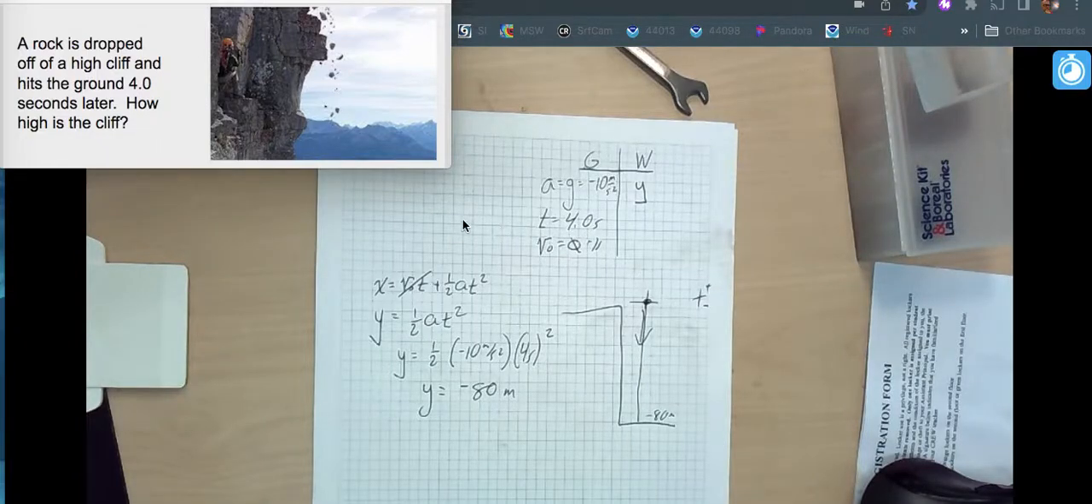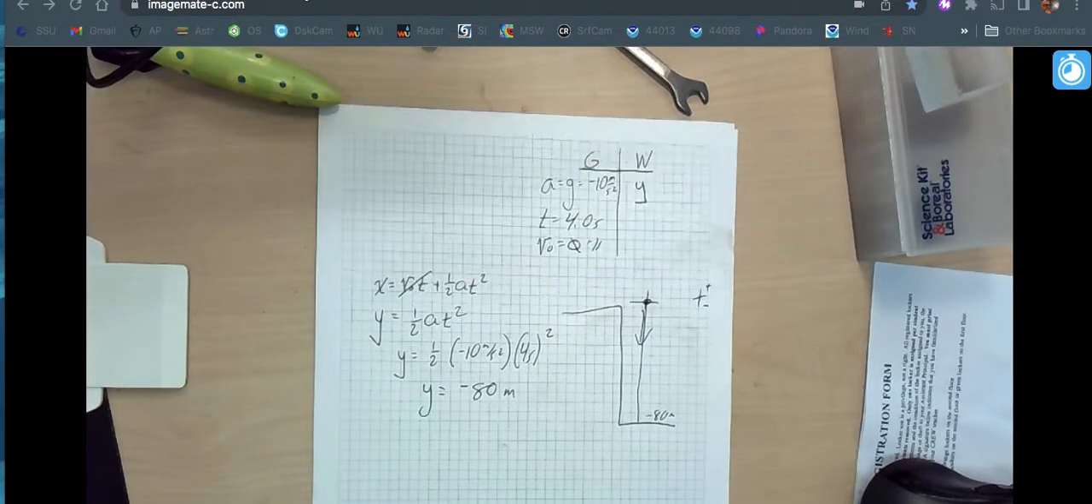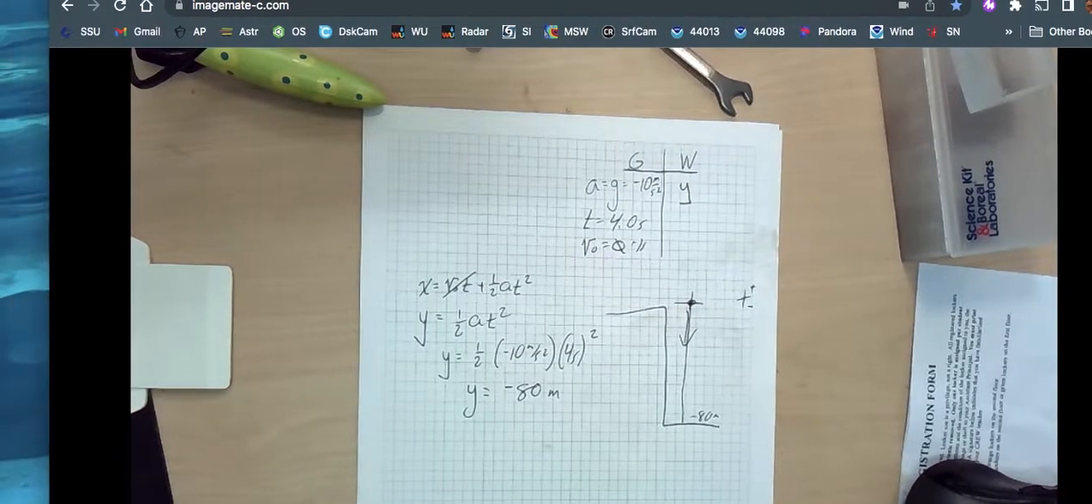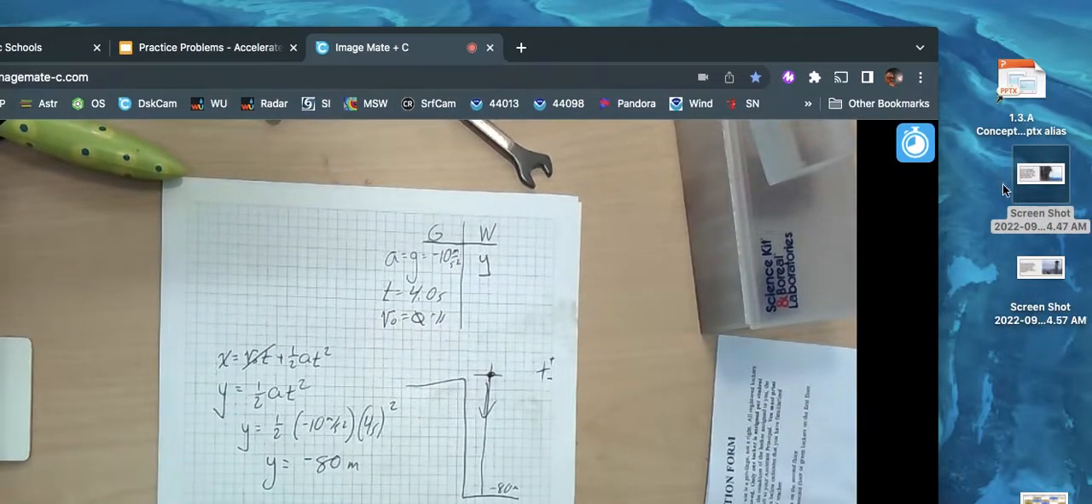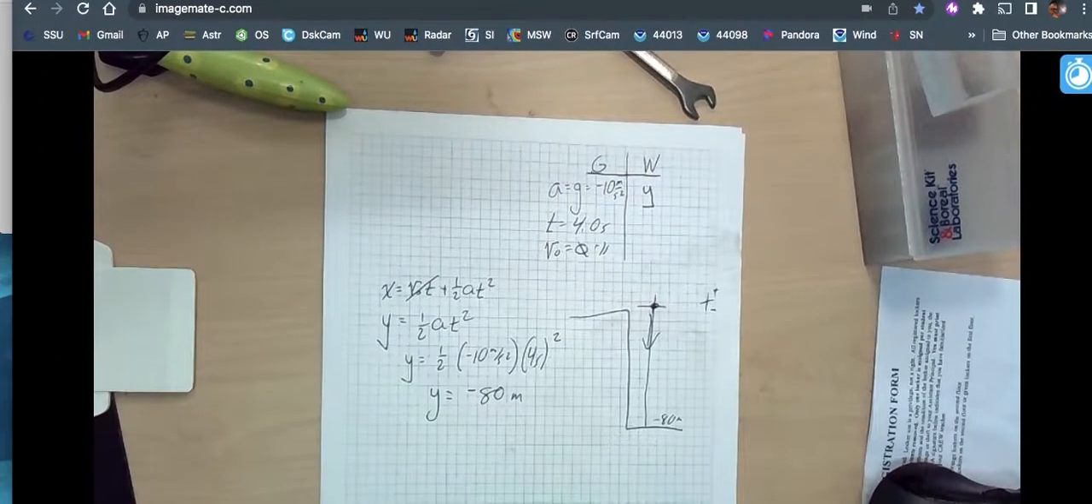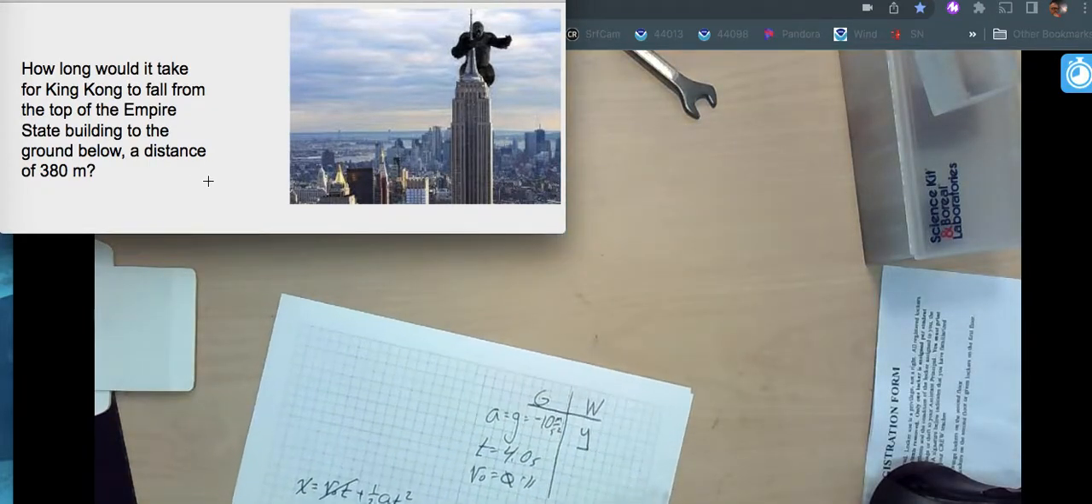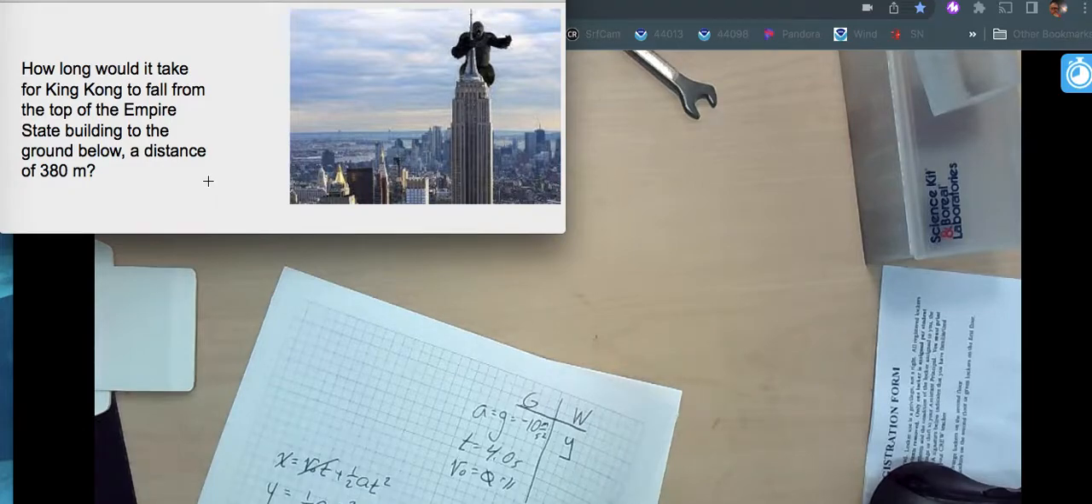Okay. And the next one, I'm just going to leave this running. I'm going to close that down. Looks like I've got to do this one here. Okay, so similar question, but now we're looking for time. How long would it take King Kong to fall from the top of the Empire State Building to the ground below? A distance of 380 meters.